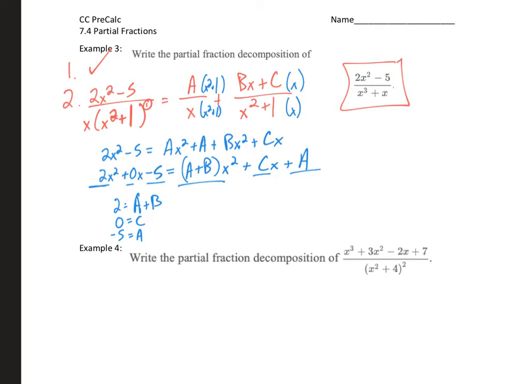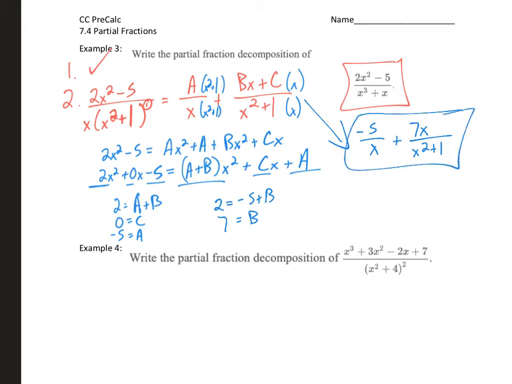So we know c and a, but we don't know b. So 2 equals negative 5 plus b, add 5 to both sides, b equals 7. We've got all we need. So my partial fraction decomposition is a over x, so that's negative 5 over x, plus b times x plus c, so 7 times x plus 0 over x squared plus 1. So that is my partial fraction decomposition of this guy.